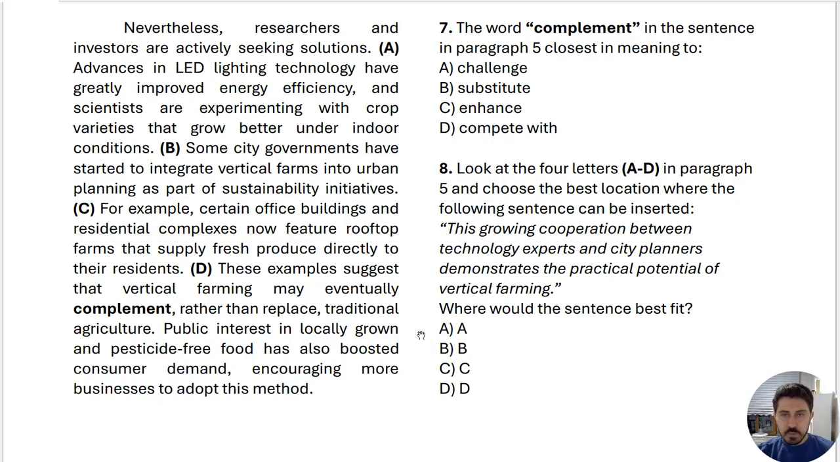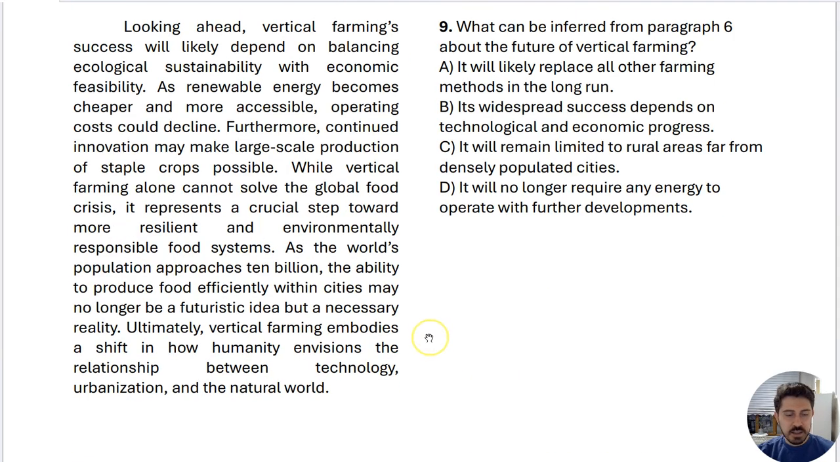Well, question number 9 is an inference question. These questions are different than fact questions because we are not looking for something that is already there. We are looking for something implied. When we read the question, we see that it is about the future of vertical farming. The paragraph already starts with the expression looking ahead.